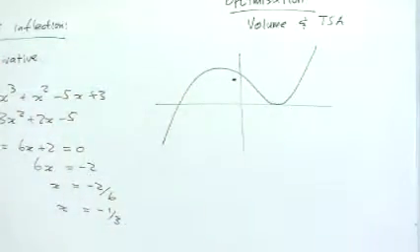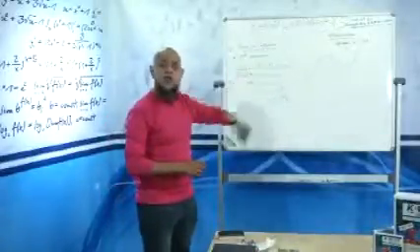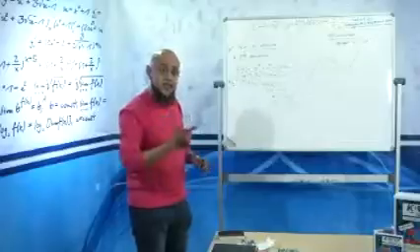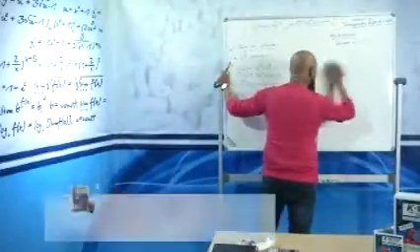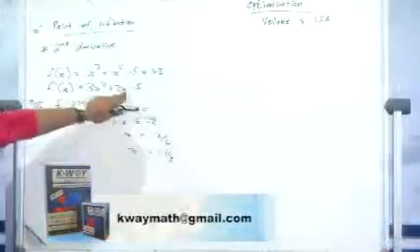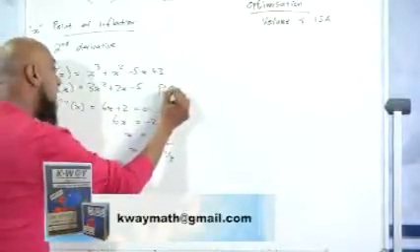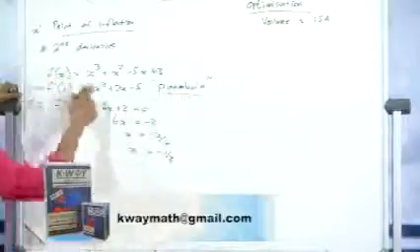Now you might ask, what relevance does that point have on the graph? Why is that point the exact point at which the graph turns? Let me explain something. We do know that 3x squared plus 2x minus 5, the first derivative, is a parabola.